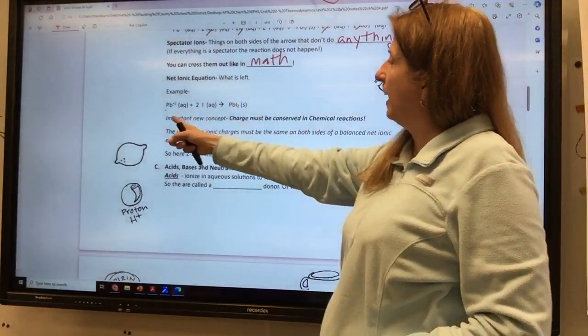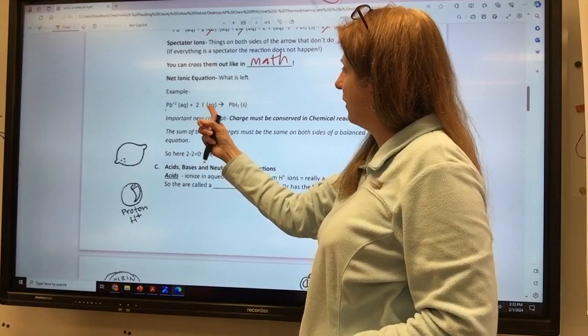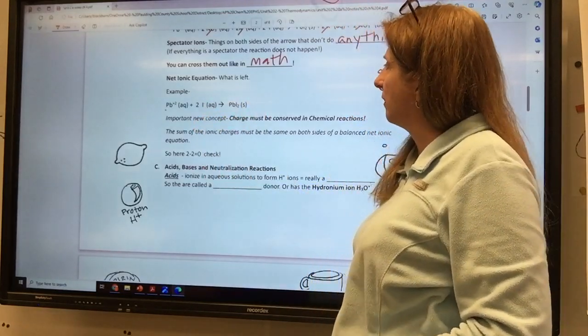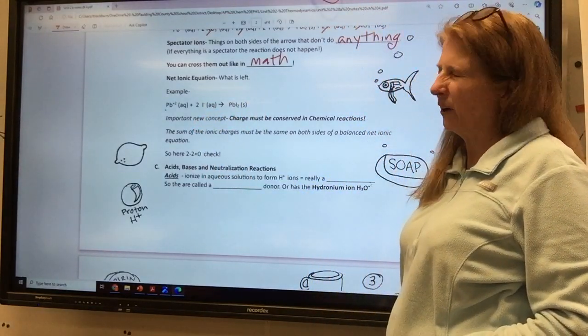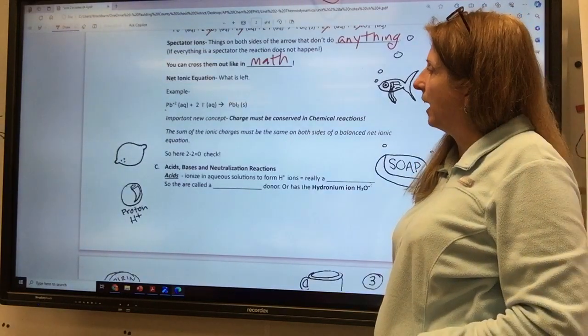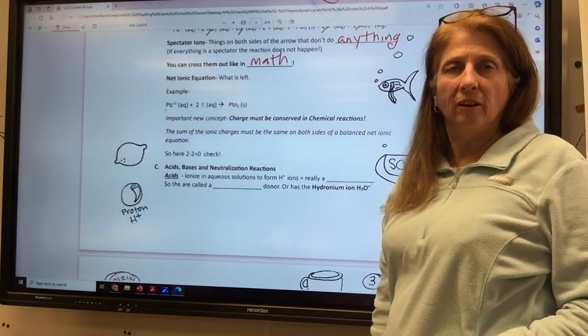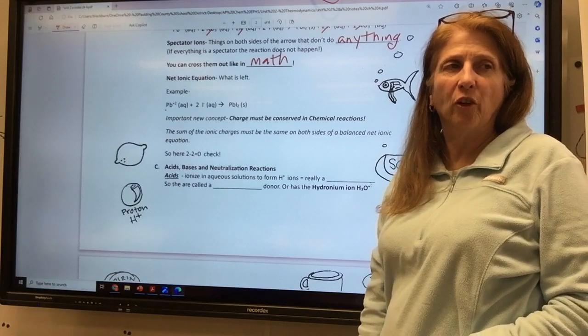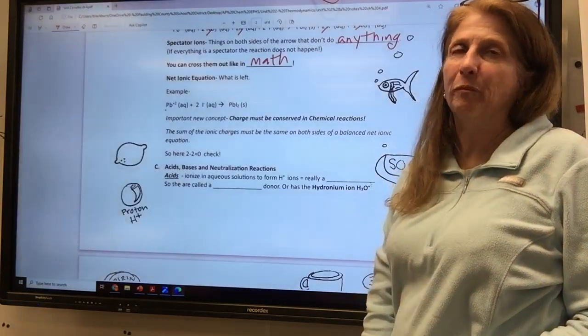So I've got lead ion plus the iodine ion makes the compound, the precipitate. Okay? So how do we feel about that? That's a new skill. We haven't done those before. That's fun. I like marking things out in math.